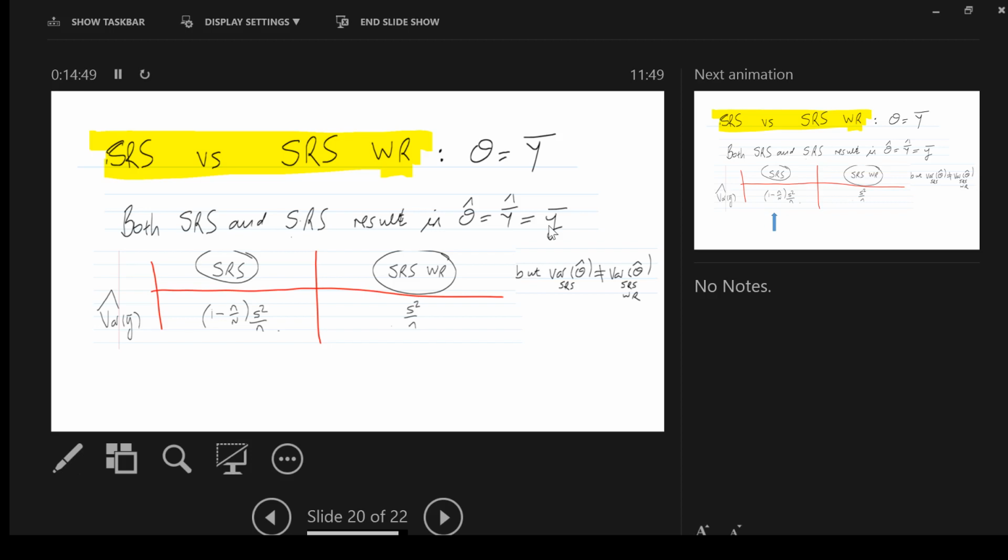Think about this, 1 minus n over N. This is the whole population. This is the fraction you got from the population. If I pick half the population, suppose there's 100 in the set and I pick 50, 50 over 100 is a half. 1 minus a half is a half. So you take the S squared over n and you multiply by a half, compared to this S squared over n. And you see, this 1 minus n over N has to be a fraction.